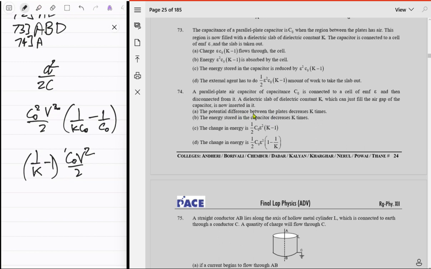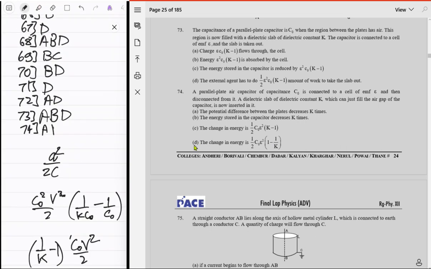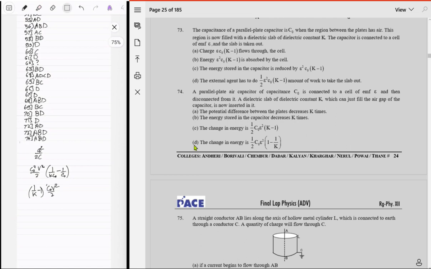Potential difference between the plates decreases k times. It's just Q upon C, and then C now became k times, so yes, it does decrease k times. A is correct, B is correct. Change in energy is this thing, so D is also correct. So A, B, and D. Next question, 75.